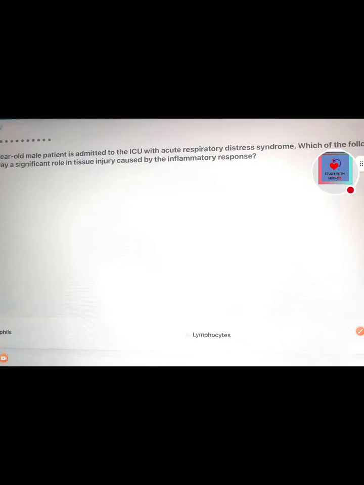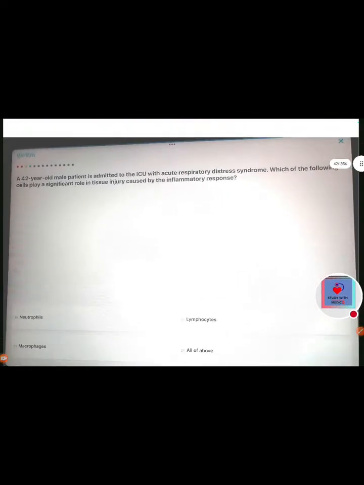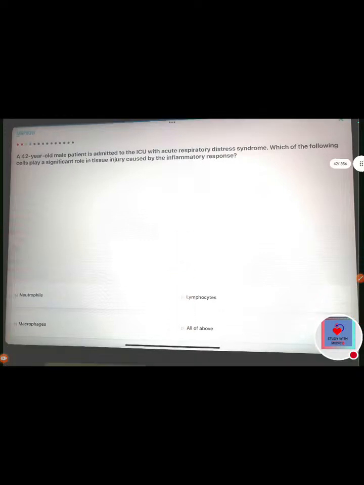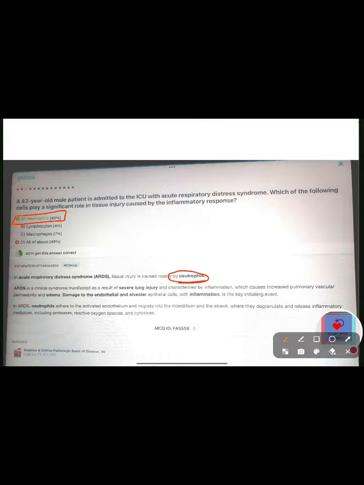Next, a 42-year-old male patient is having acute respiratory distress. He's in the ICU, and which of the following cells play a significant role in tissue injury caused by inflammatory response? For acute, you have the neutrophils. So acute respiratory distress and induced tissue injury is caused by neutrophils.